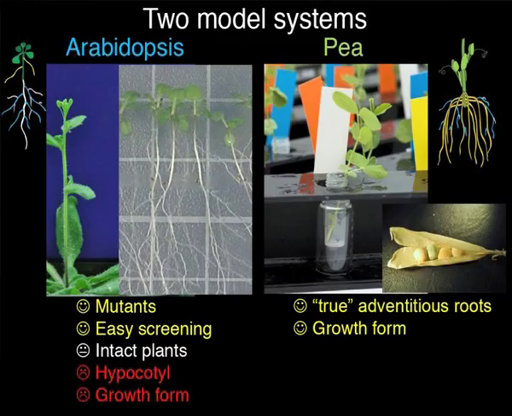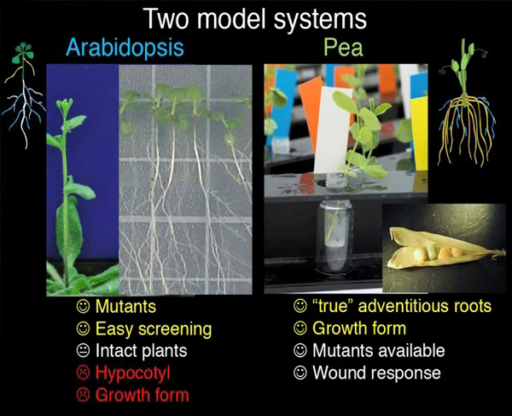The growth form is more appropriate, so it's more like a tree, which has branches and leaves and will flower at some point later in time. We do have some mutants available, and I'll show you some of those results in a minute. So that makes it quite useful for some genetic dissection. And it has a wound response, so it's more like a classical cutting.